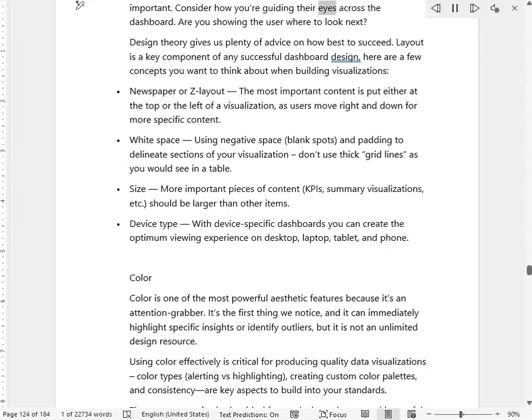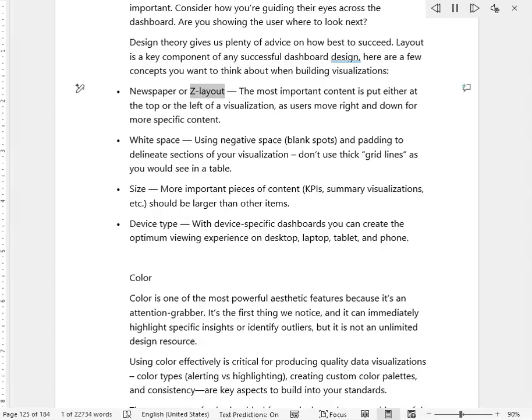Consider how you're guiding their eyes across the dashboard. Are you showing the user where to look next? Design theory gives us plenty of advice on how best to succeed. Layout is a key component of any successful dashboard design. Here are a few concepts you want to think about when building visualizations.